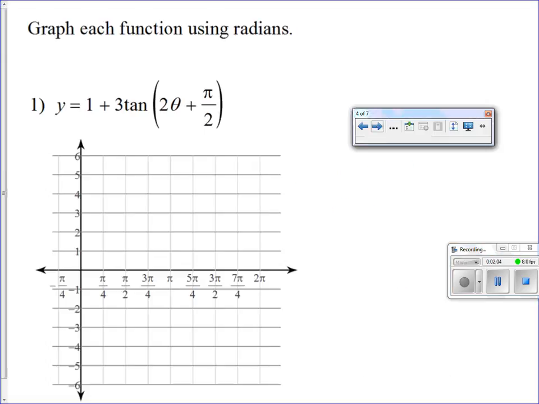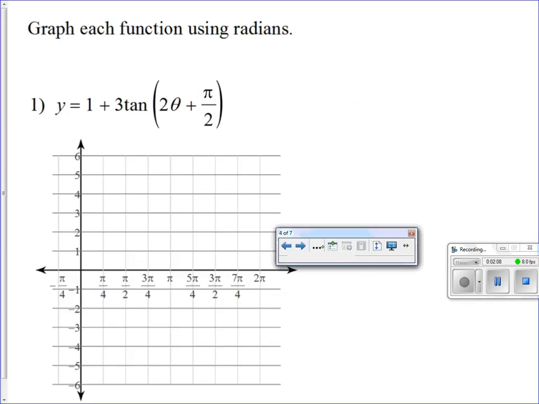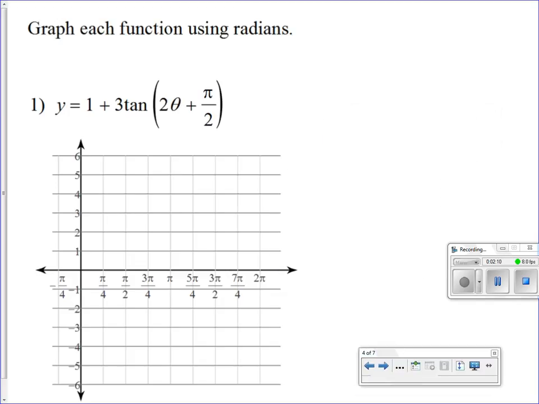So let's take a look at this example together. We're going to start it, much like the others, identifying A, B, C, and D. A is the coefficient, so it's 3. Don't get tricked and think that it's 1. B is the coefficient of your input variable. C is the opposite of the number inside the argument. And D is the value being added, so it's 1. Sometimes that's behind the function, sometimes it's in front.